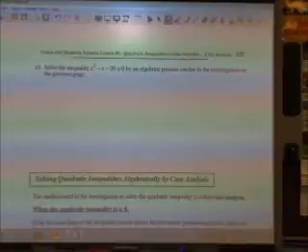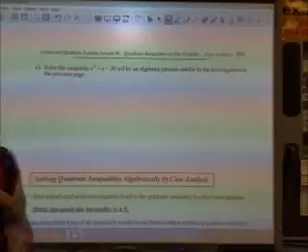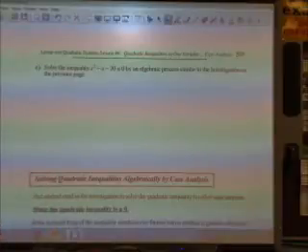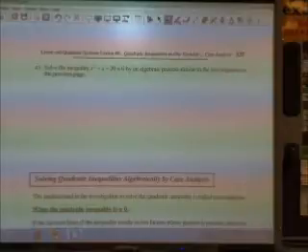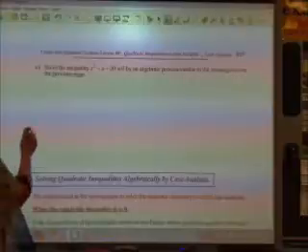So if we solve the inequality x squared minus x minus 20 is less than or equal to 0 by an algebraic process, what would be our first step? Factor it. So two numbers that multiply to negative 20 and add to negative 1. Negative 5 and 4.